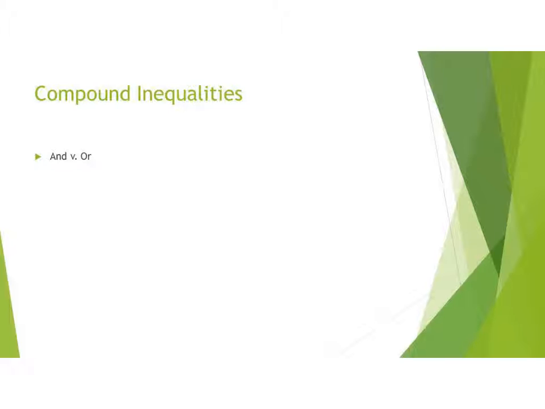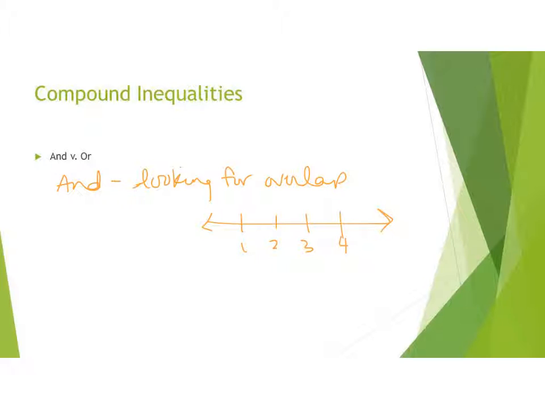All right, the last thing we need to talk about are compound inequalities, and these are inequalities that have an and or an or. So and statements, it needs to be in both. So you're looking for the overlap. So for instance, if you graphed x is greater than 1 and you graphed x is less than or equal to 3, where do they overlap? So they overlap here, okay?